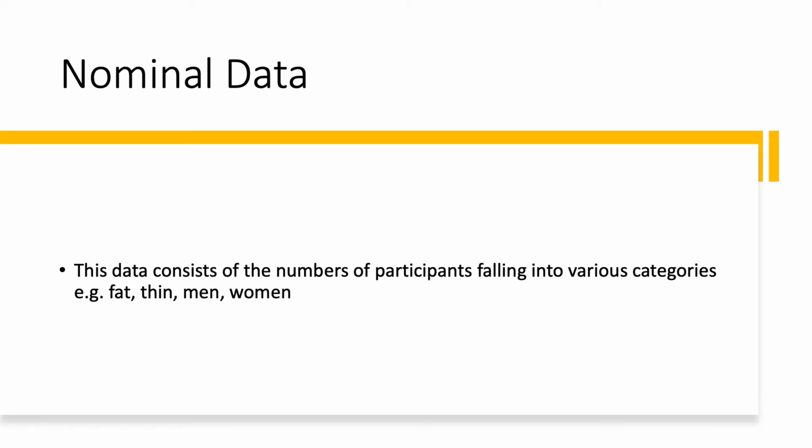As I said on the previous slide, nominal data consist of numbers of participants falling into various categories. So these categories can be anything. It could be your A-level subjects or it can be your gender.